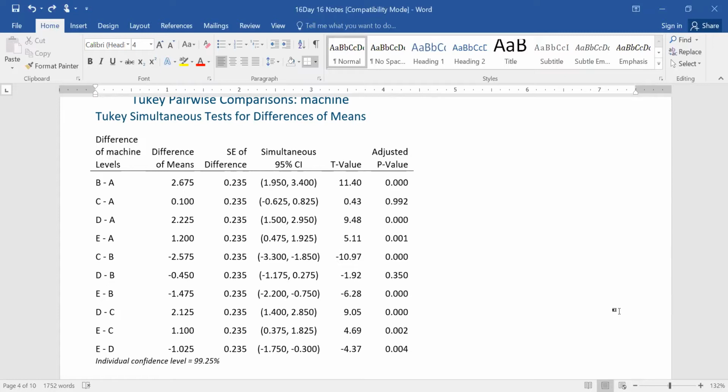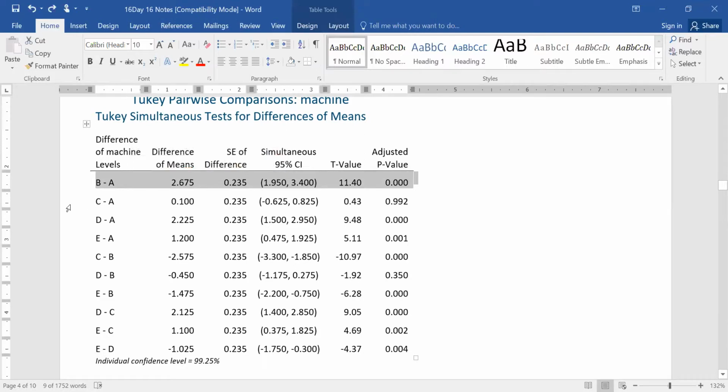There's 2 different ways to read the output, and we're going to look at both ways today. So what I want you to look at is when you see this, it says difference of machine levels. So remember, it's a pairwise comparison. So this very first row right here, all I'm comparing is B minus A. So what this row gives me is just the B minus A comparison. I am not comparing any of the other groups at this time for this row, okay?